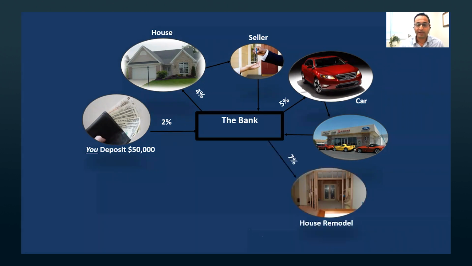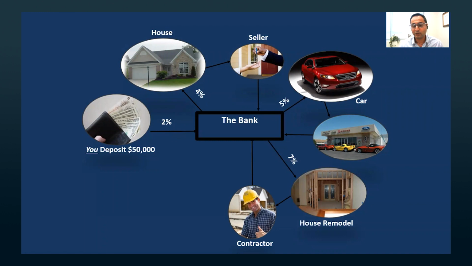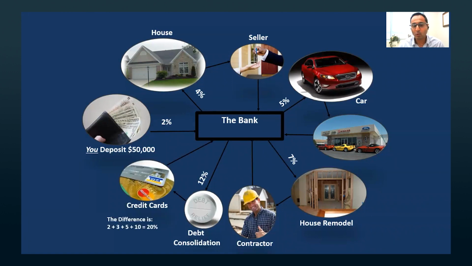Now, let's just say you want to get your house remodeling done. You go to the bank and you borrow money on your line of credit at 7%. You give the money to the contractor. And where do you think the contractor is going to put all that money? Right back into the banking system. Now, you pay off your living expenses, your credit cards at 12%. Now, where do you think that money ends up? It ends up right back into the banking system.